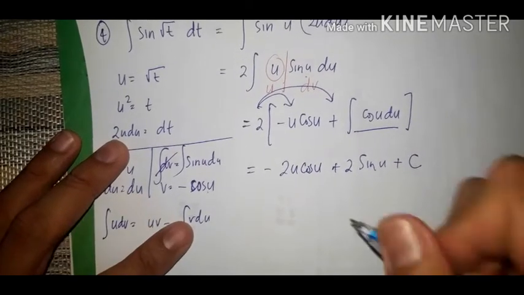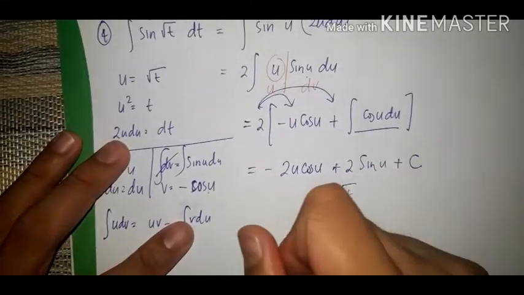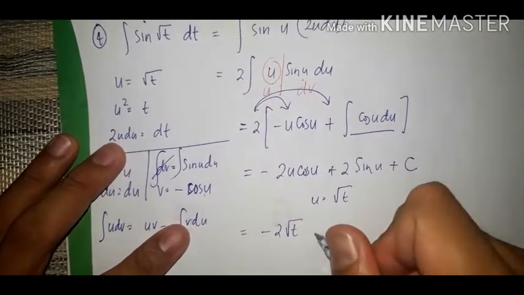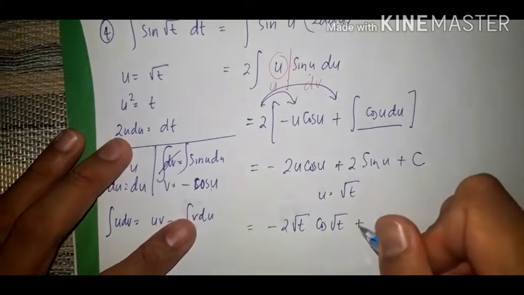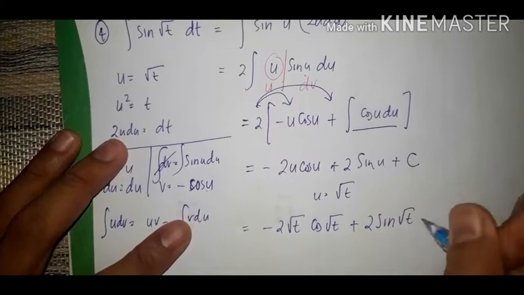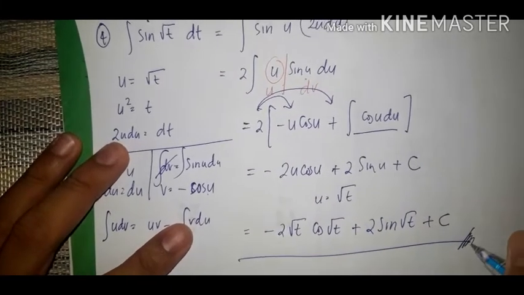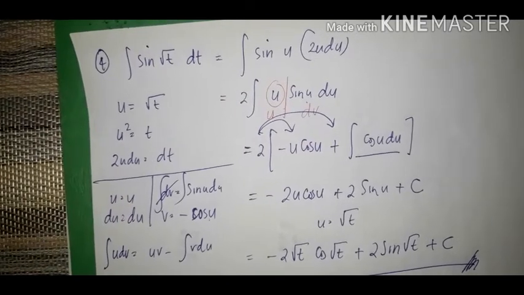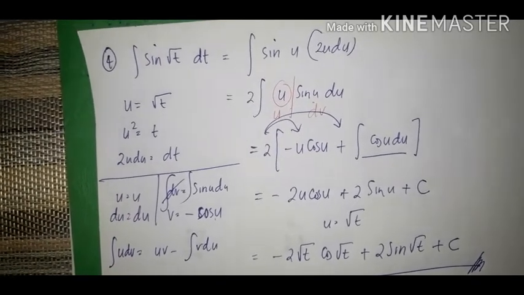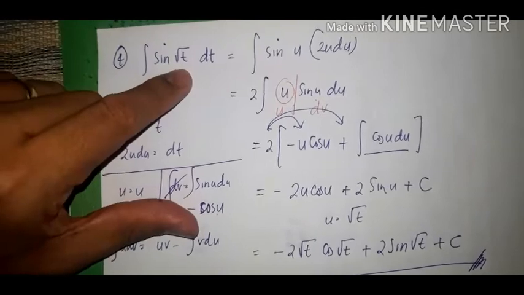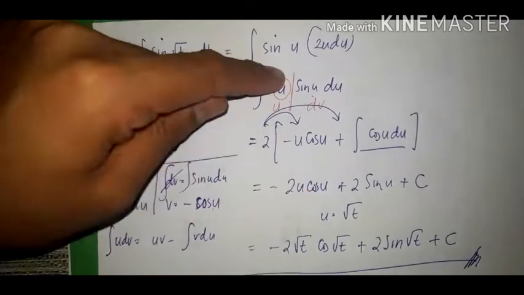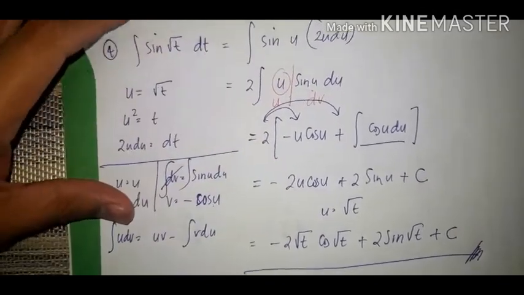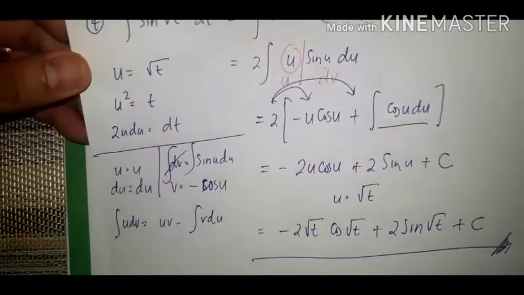But then again, your u is simply square root of t. Substituting, negative 2 square root of t, cosine square root of t, plus 2 sine square root of t, plus c. So that's our answer. So medyo na-simplify na natin ang ating radical. So natanggal ang radical, to free from radical. So that's the aim of our algebraic substitution.